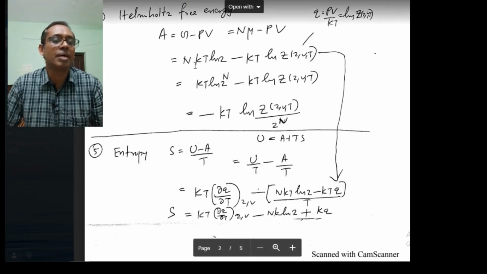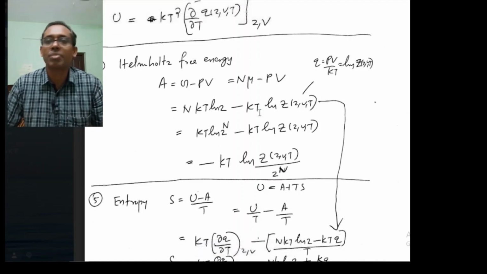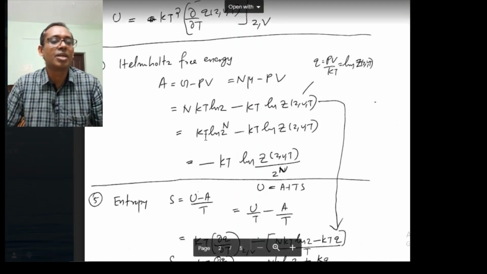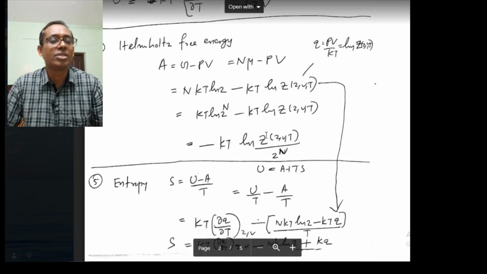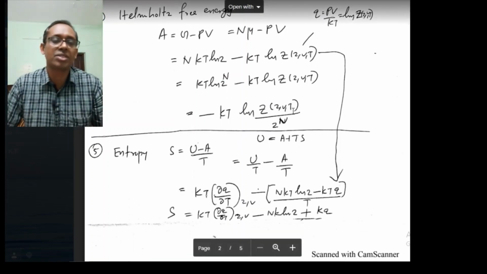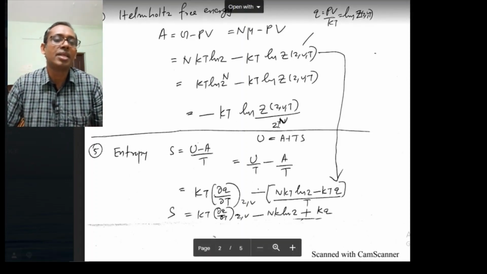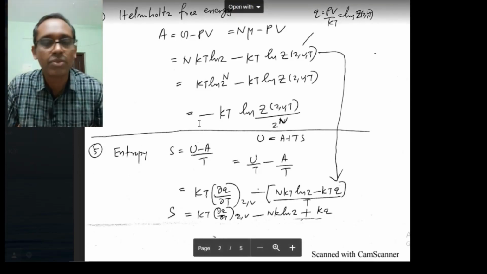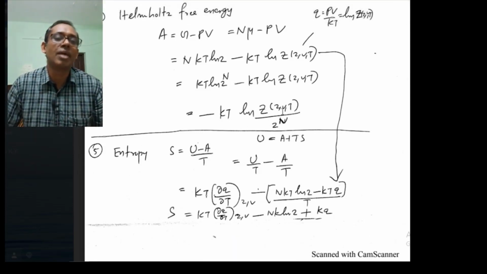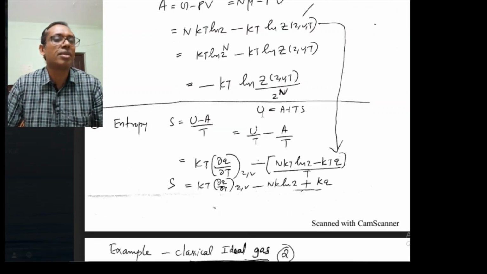So G I am writing as n kT log z. PV is kT log of the grand partition function. So this can be written as kT log z to the power n, I am taking n here. So this is minus kT log of the grand partition function over z to the power n. This z and this z should not be confused: one is the grand partition function and the other is the fugacity. So the Helmholtz free energy is minus kT log of the grand partition function over z, the fugacity, to the power n.